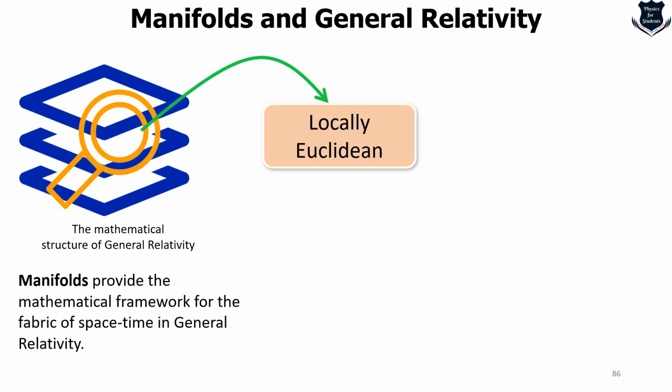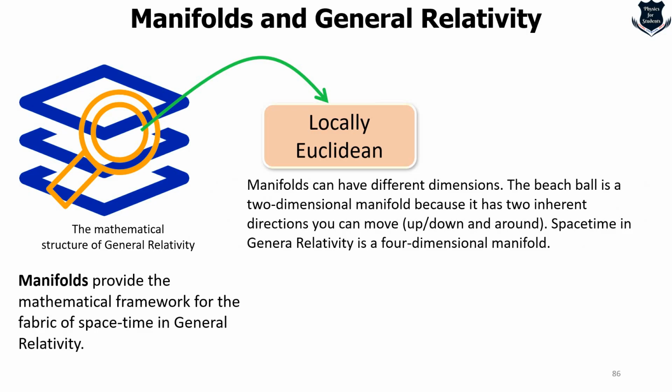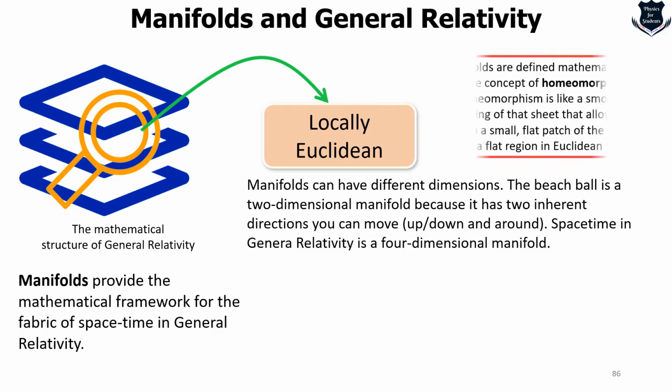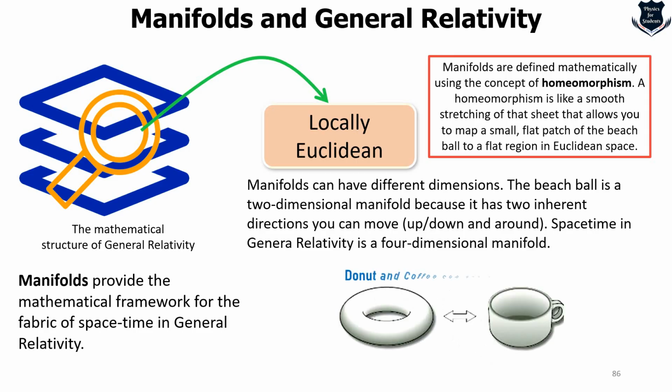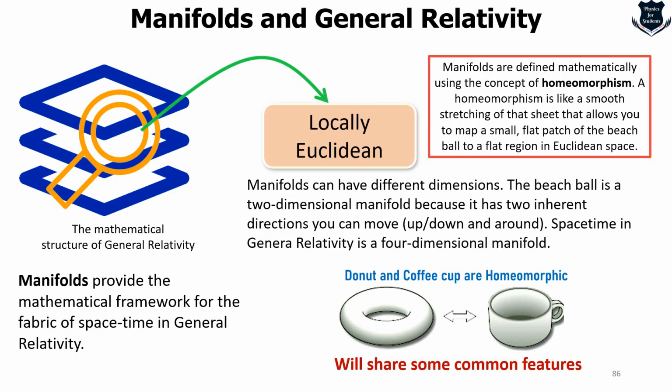So manifolds actually provide the mathematical framework, and manifolds can have different dimensions, because a beach ball surface has one type of direction, but in space-time it has 4 dimensions. What we understand is that manifolds are defined mathematically using the concept of homeomorphism. A homeomorphism is something technical which I am not explaining. It means that, for example, a donut and a coffee cup are homeomorphic. That means they share certain important features, or you can say they have certain features in common.